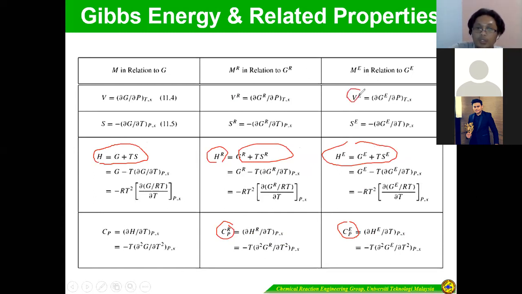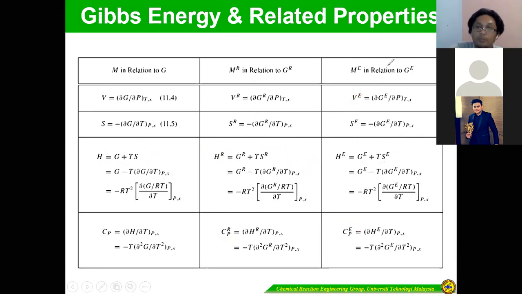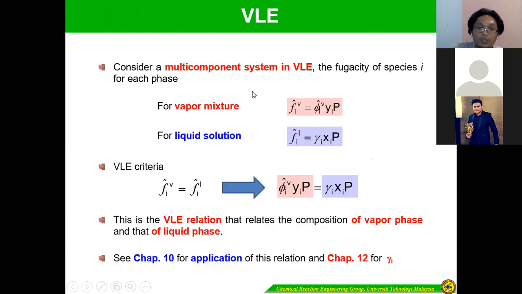Okay. The relationship is almost similar. For the enthalpy, Gibbs energy, and entropy, only the symbol is different. So if you look at here, in vapor-liquid equilibrium, for the vapor mixture, phi_i hat V, this one you calculate in this chapter 11. For the liquid solution, actually phi_i hat L equals gamma_i x_i P. So how can we calculate this gamma_i? This we will calculate in chapter 12.